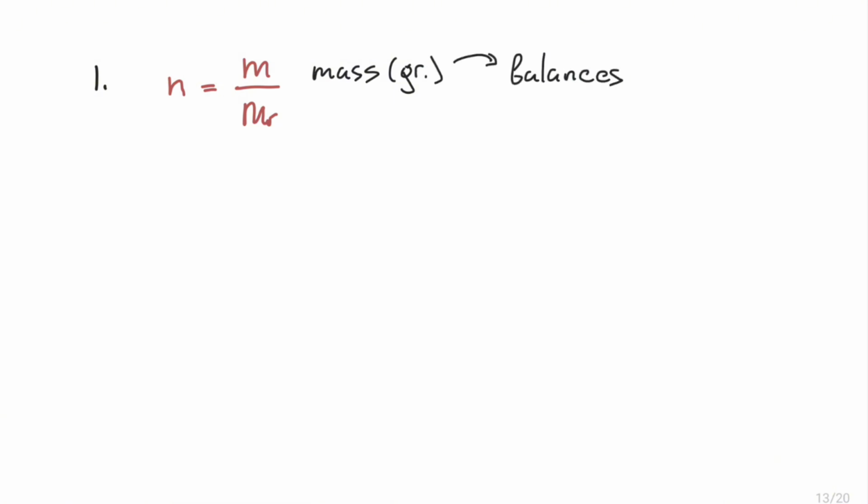So there are three main formulas to calculate the number of moles. The first and most common formula is: mole equals mass divided by molar mass. Mass here will be in grams, and you can find it using balances. Molar mass you can easily find in the periodic table. So the first formula will be applied when you are provided with or asked to find the mass.